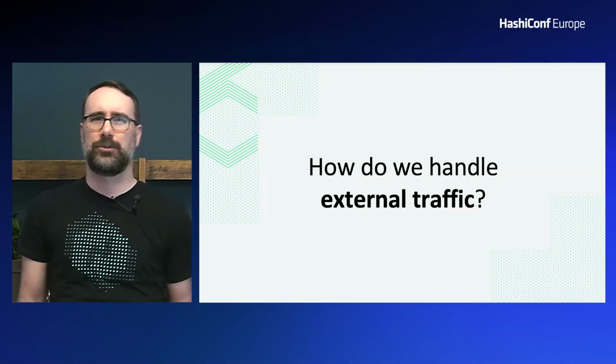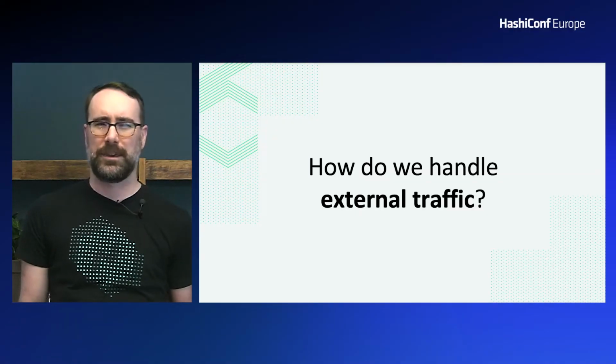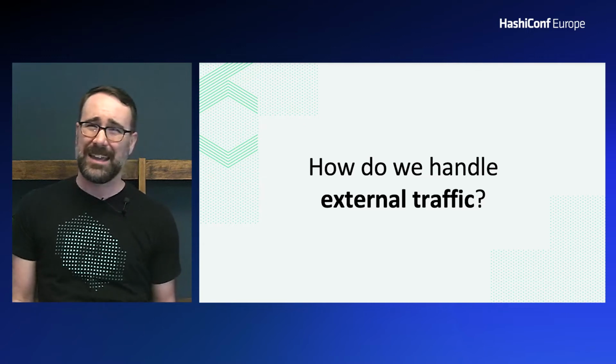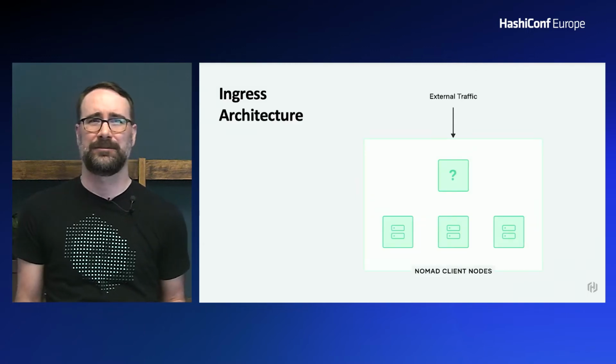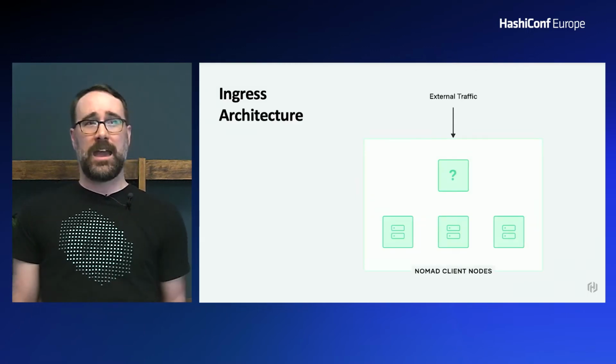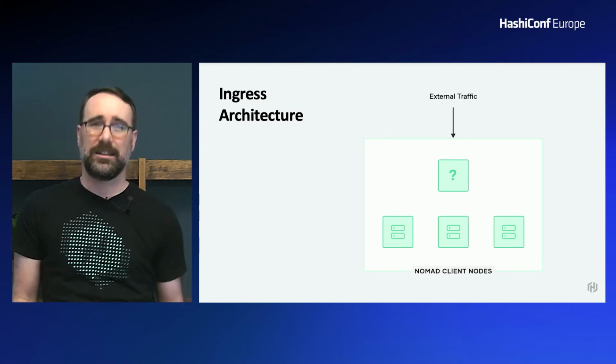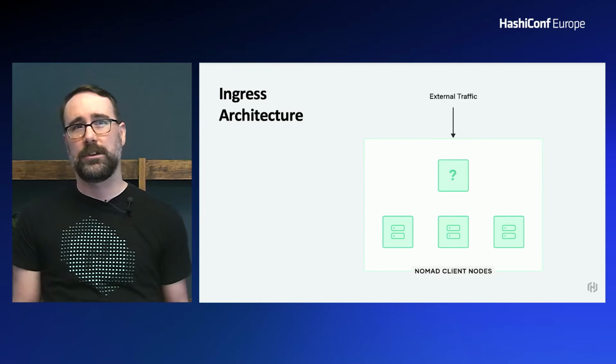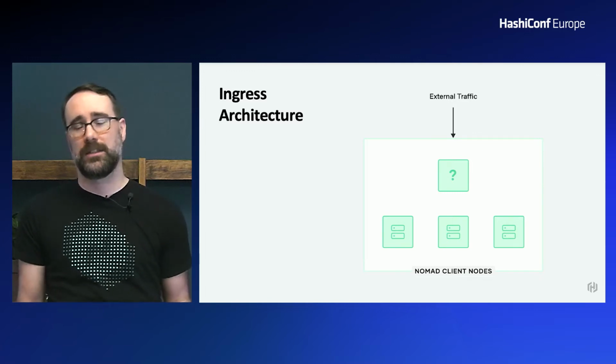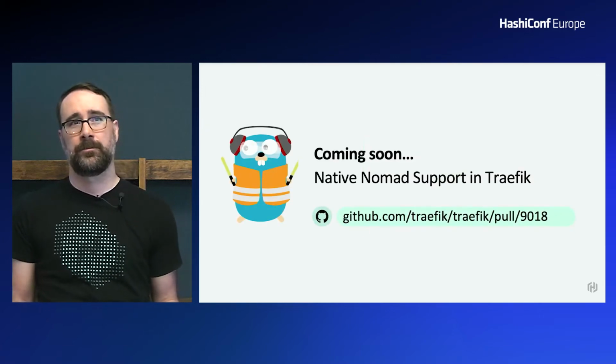But wait, we're not done with the complexities of service discovery. How do all those edge services talk to the central API servers again? How do we handle that external traffic? The edge services, as well as your users trying to access the web UI, are all external traffic. How do you route them to your services running on the Nomad clients in the cloud?